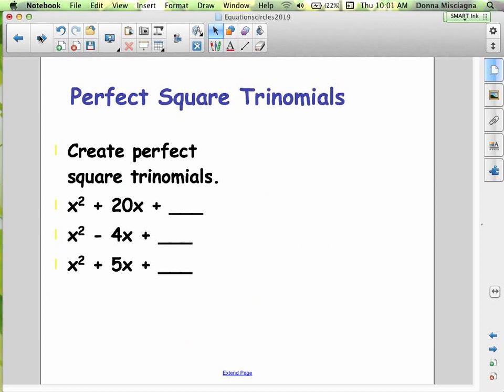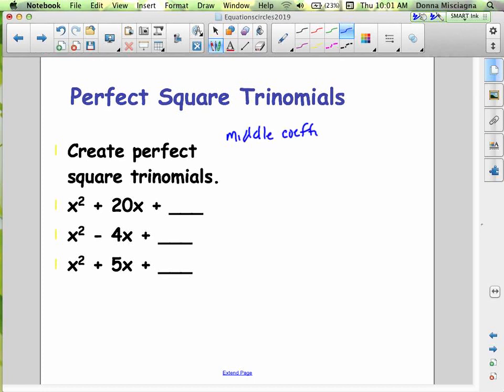On all of these, as a reminder, we're going to take the middle coefficient, divide it by 2, and square it, and that will equal the constant term that we're missing.